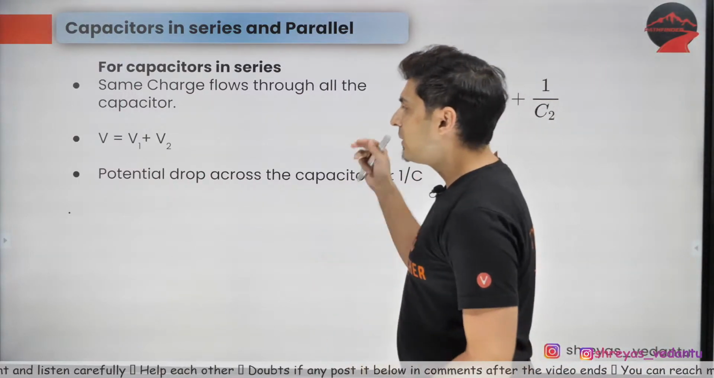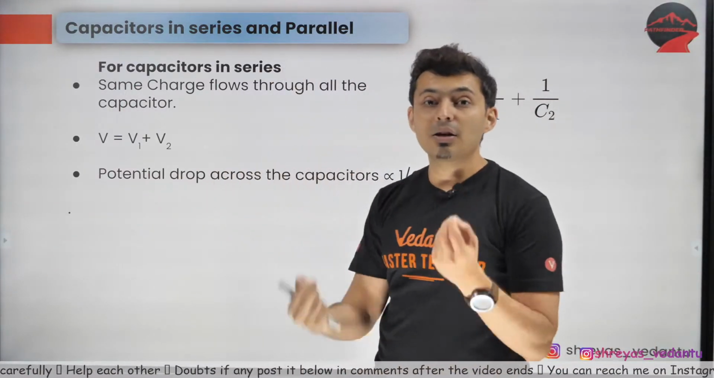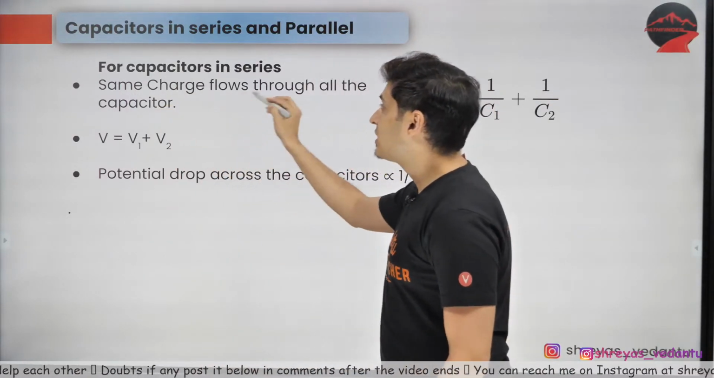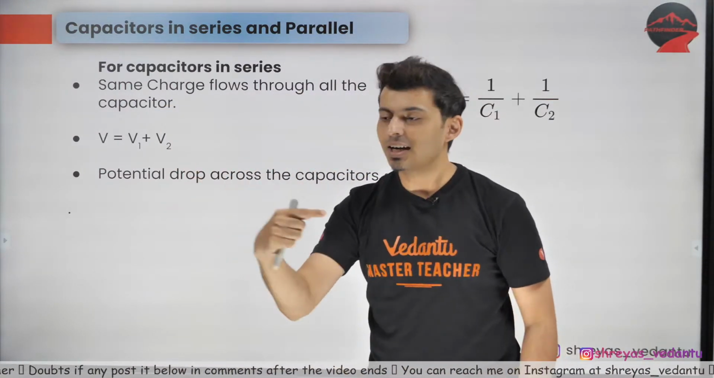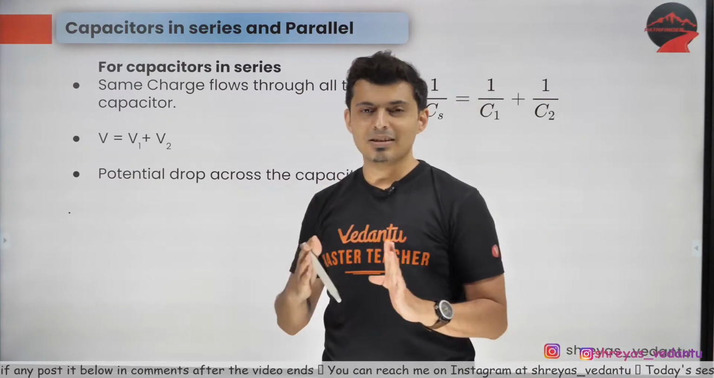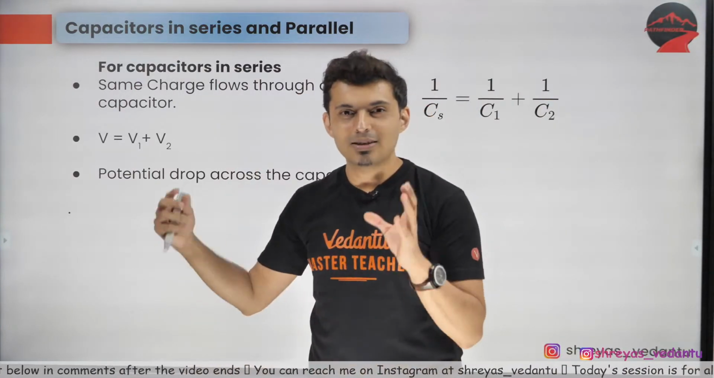And whenever you have capacitors in series, instead of the current being same, what do you have? The charge is same. Same charge will flow. Because in resistors we always talk about current, but in capacitors what do we talk about?